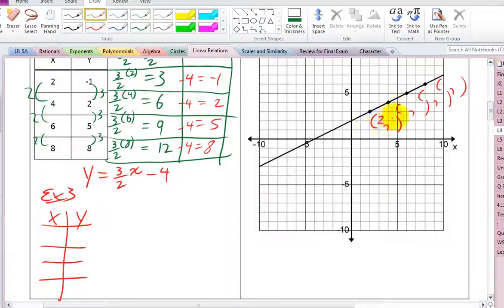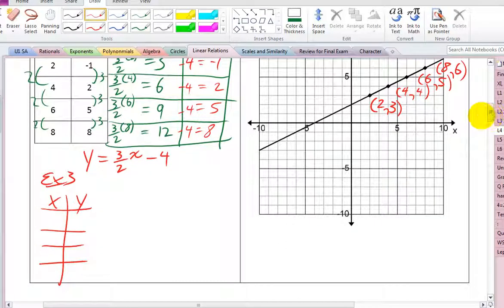Here we have 2, 3. Here we have 4, 4. Here we have 6, 5. And here we have 8, 6. So go ahead and list them. 2, 3, 4, 4, 6, 5, 8, 6.